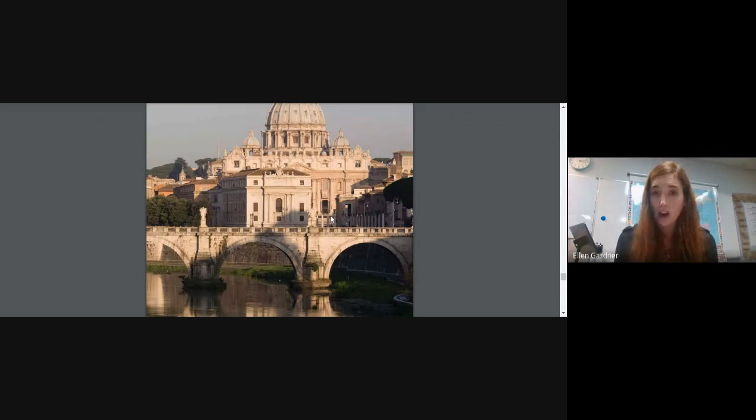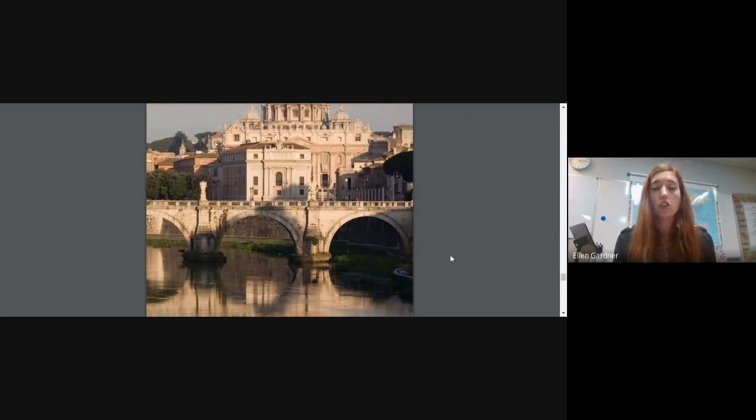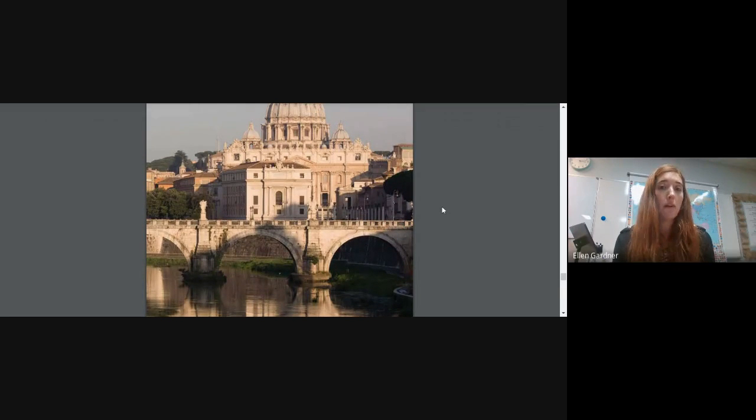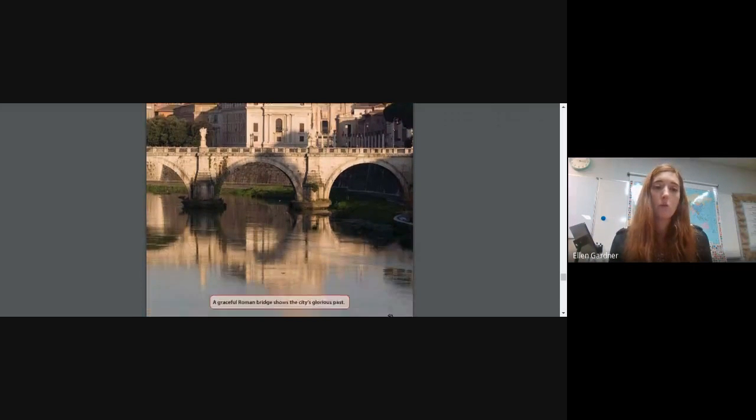Here is a photograph of what parts of Rome look like still today. This is a graceful Roman bridge, it says, that shows the city's glorious past. So even though we're learning about the decline of ancient Rome, there are still pieces of evidence, these buildings and bridges and roads that we could see today if we go to Rome to see why it was such a well-known empire, one of the greatest empires of all time in our world.